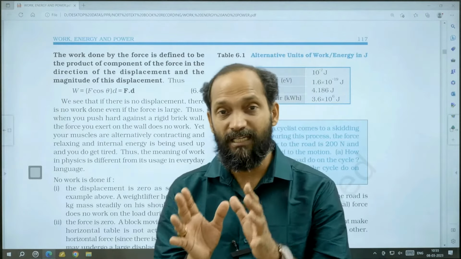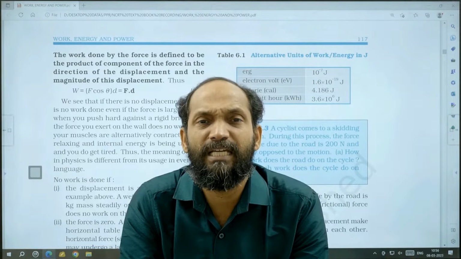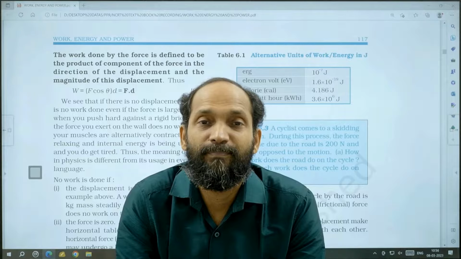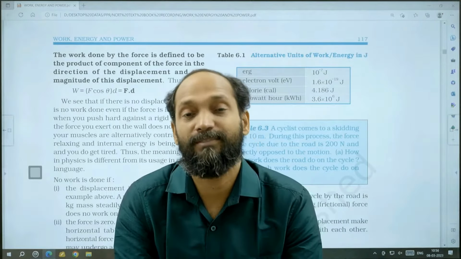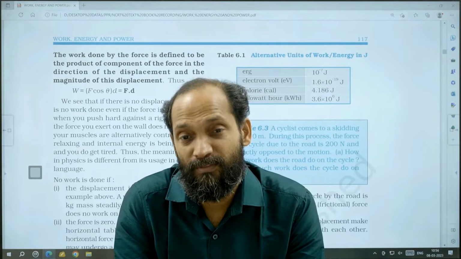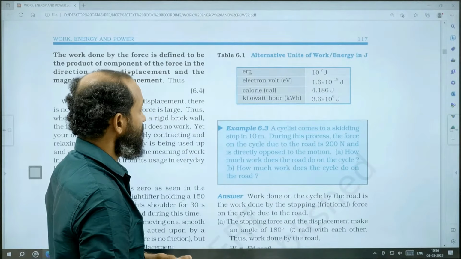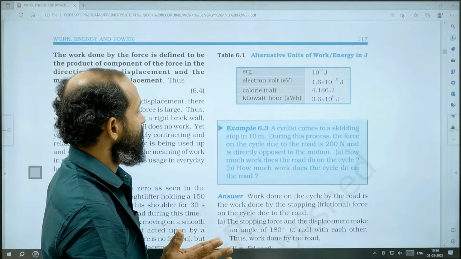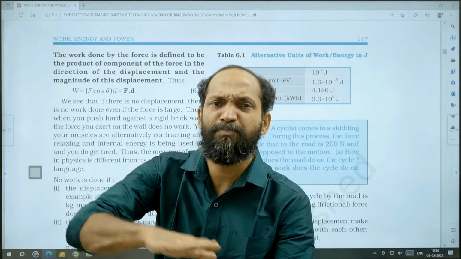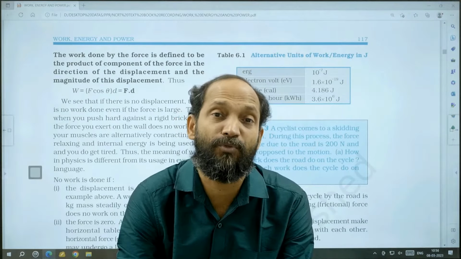Work done by the cycle on the road is equal to the force exerted by the cycle on the road, multiplied by the displacement of the road, multiplied by cos of the angle between the two. Here, what is the displacement of the road? The road is a stiff, hard road, maybe a tar road. The road has not torn, the road has not chipped off, the road has not moved or slid. The displacement of the road is 0.